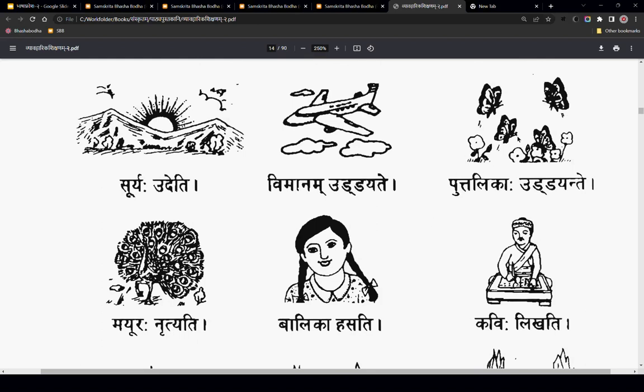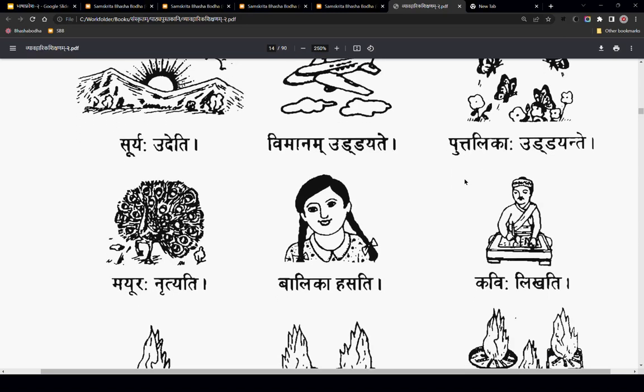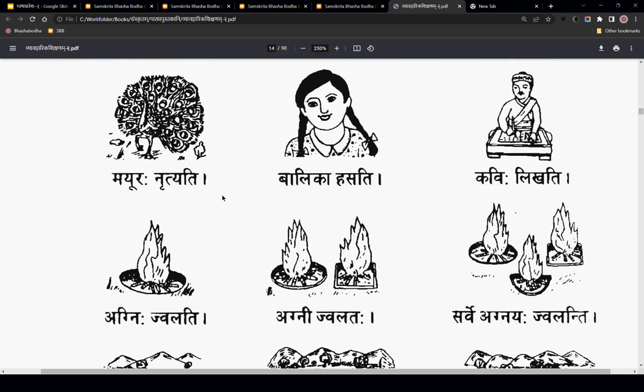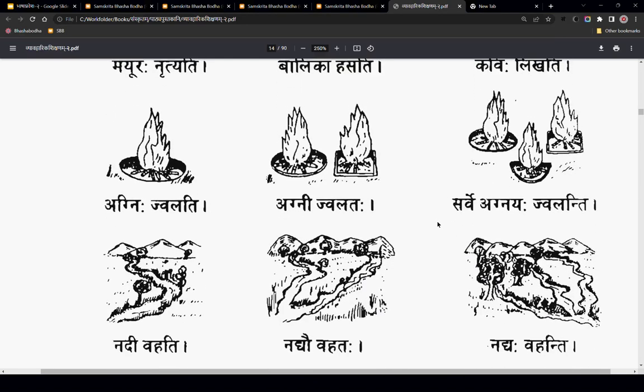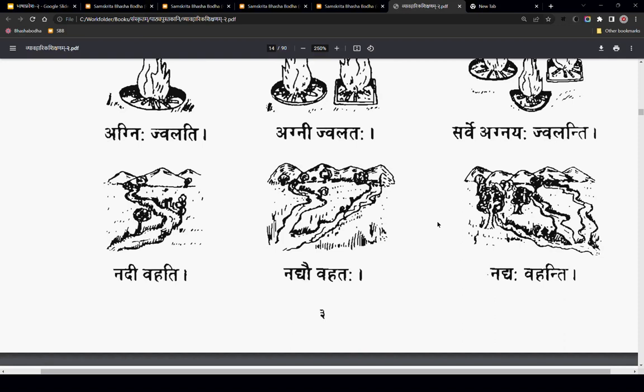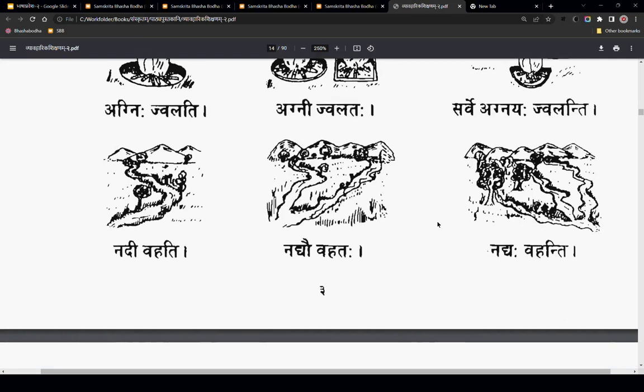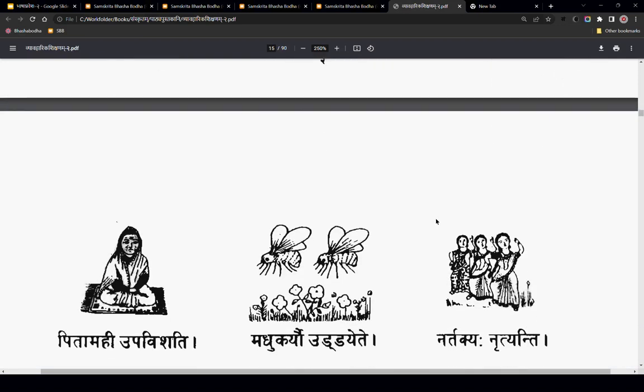Here for puttalika they use the word, what is this called? Butterflies. Yeah, butterfly. Yeah, thank you. Mayurah nrityati, balika hasati, kavih likhati. All these are easy. Any questions, any word if you have not understood, please ask. Nadi vahati, nadyah vahanti, etc.